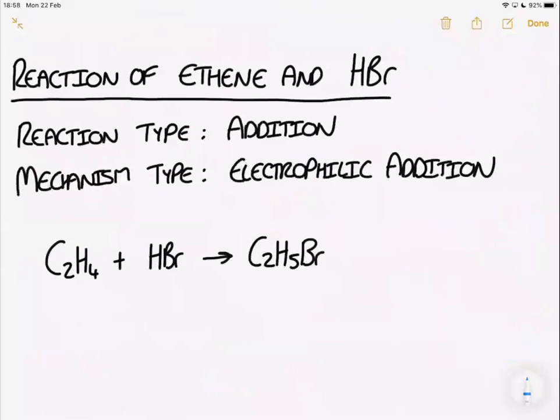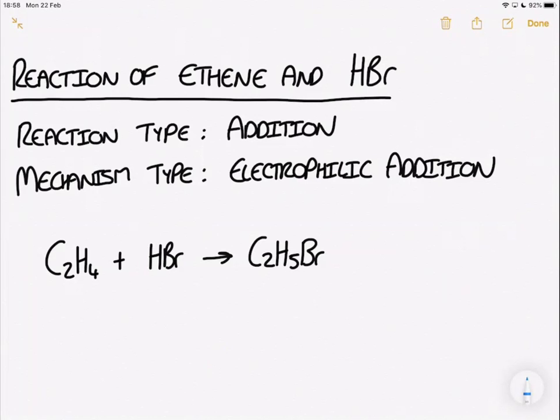So we're going to look at 3 examples followed by some practice in this lesson. The first example links to something we did last time, which is the reaction of alkenes, in this case ethene, with hydrogen halides, in this case hydrogen bromide. So we've already done this basically. We've looked at the structure of ethene and the structure of the product of this reaction, and we've looked at the equations as well. So the reaction type is something we've already considered, which is addition. However, we should also classify the mechanism type, which is electrophilic addition.